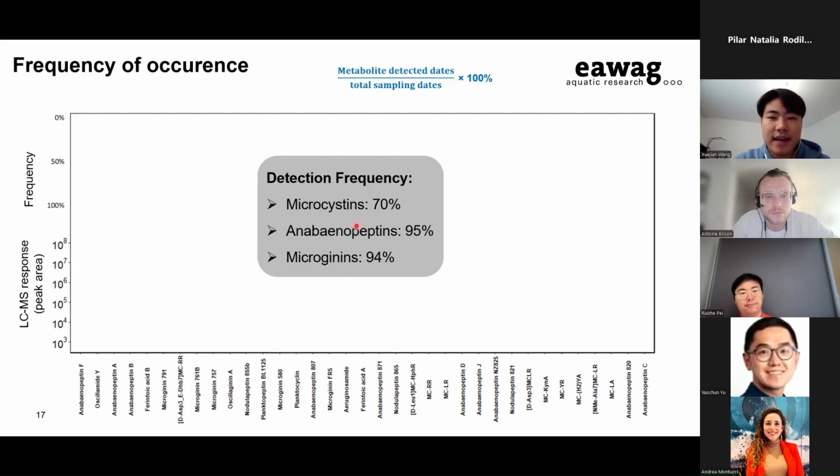So if we put together the absolute concentration, the LC-MS response and the detection frequency, we could see that in our lake, microcystin, the most popular one, seems not to dominate the lake when the bloom happens.